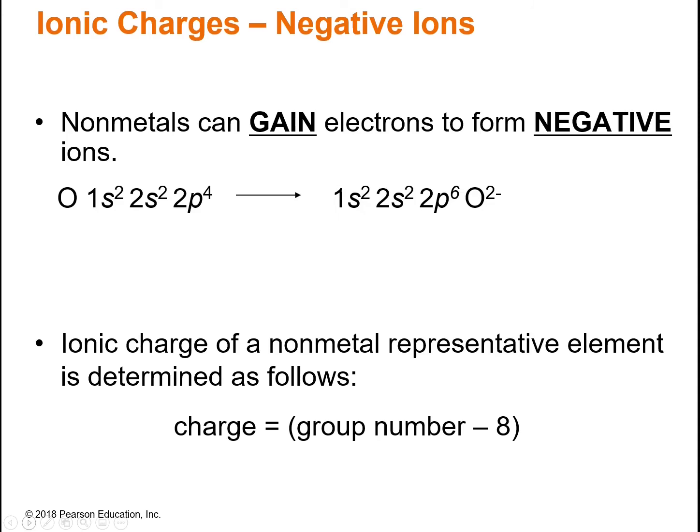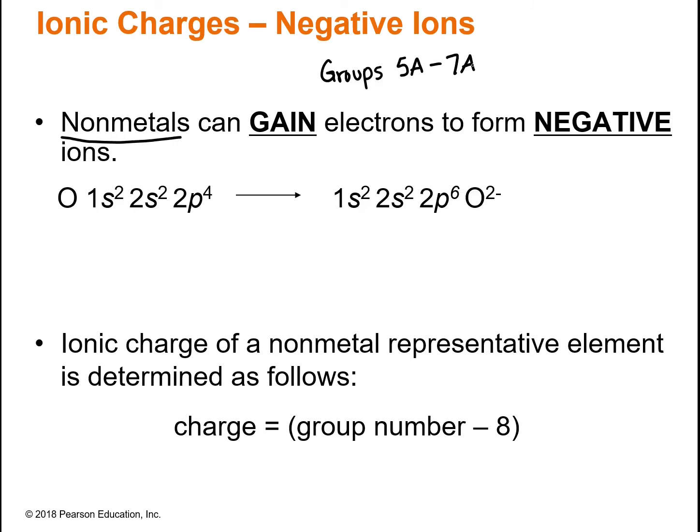So positive charges, we were talking about metals. Negative charges are for negative ions, and we're talking about nonmetals, so the far right side of the periodic table, excluding the noble gases. Nonmetals will gain electrons, and we're talking about groups 5A through 7A. Those are the nonmetals that we're talking about here.